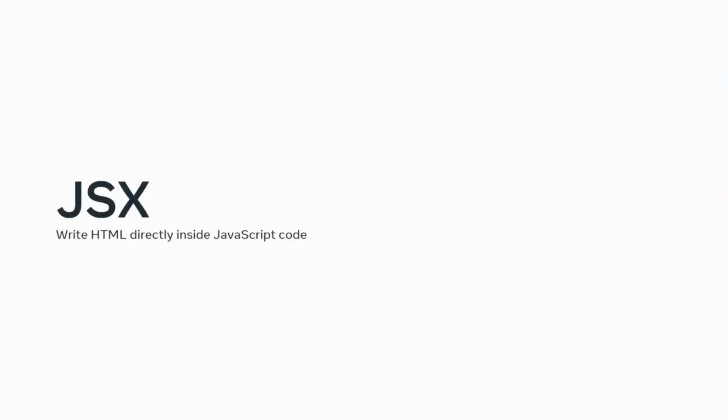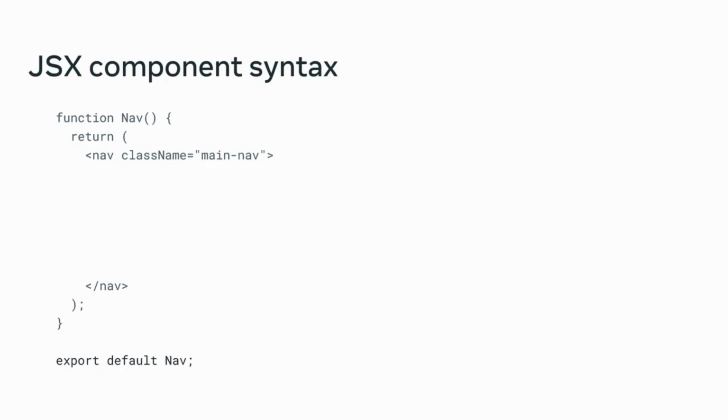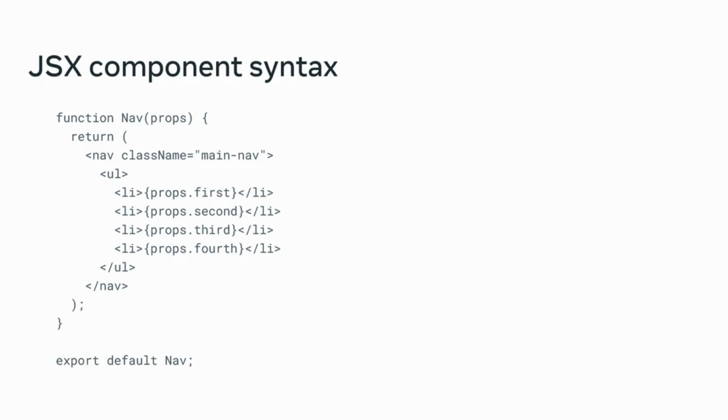In one word, expressiveness. Developers can express what they want React to render using a very expressive syntax, almost identical to HTML or XML. In other words, JSX allows developers to write HTML directly inside JavaScript code. For example, you can add a navigation function to a website by creating a nav component, then place the HTML semantic nav element and an unordered list inside. And because this is React, the list values can be made dynamic by passing values as props.